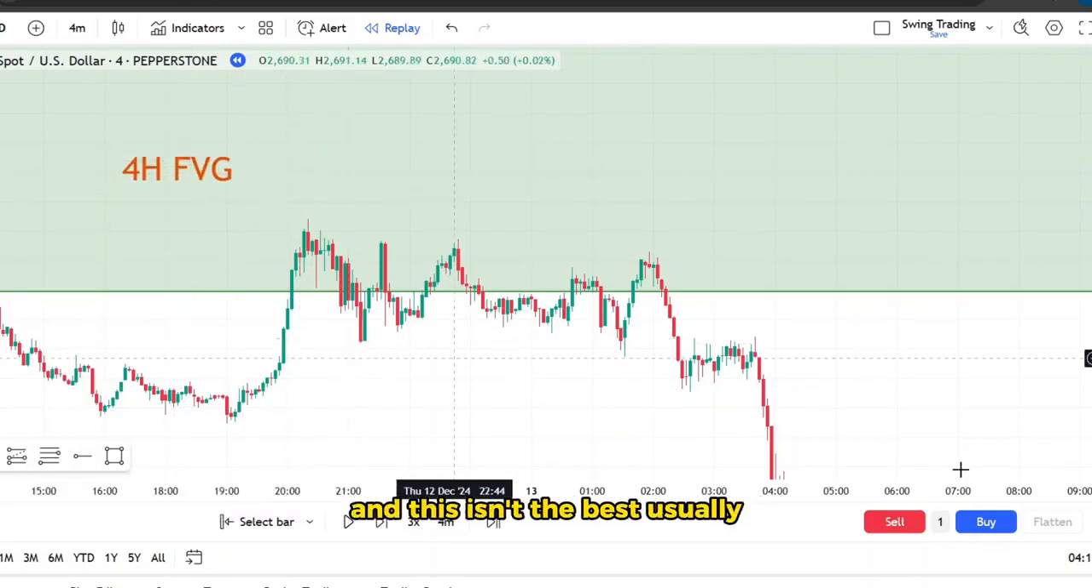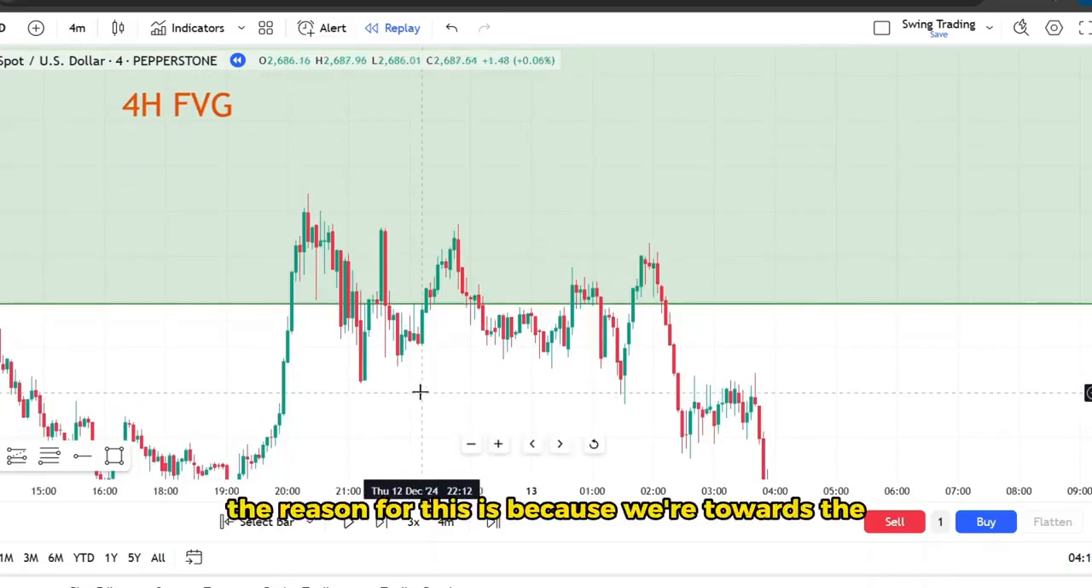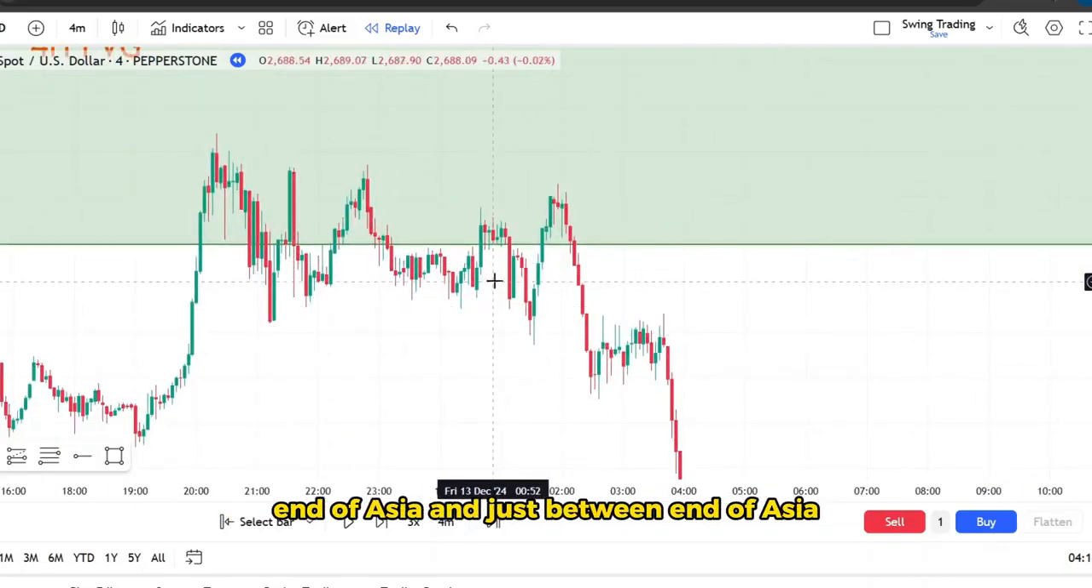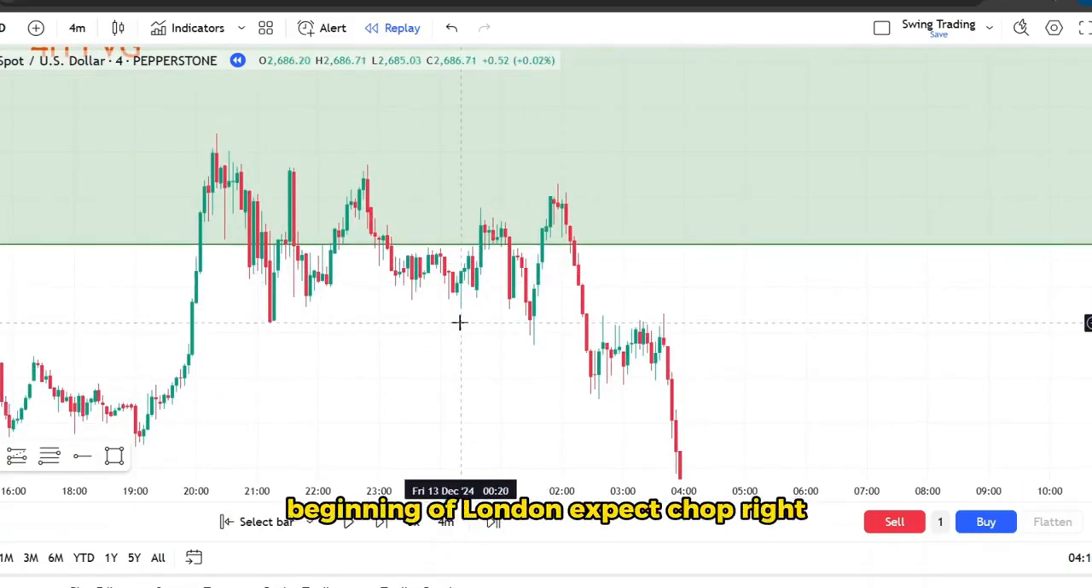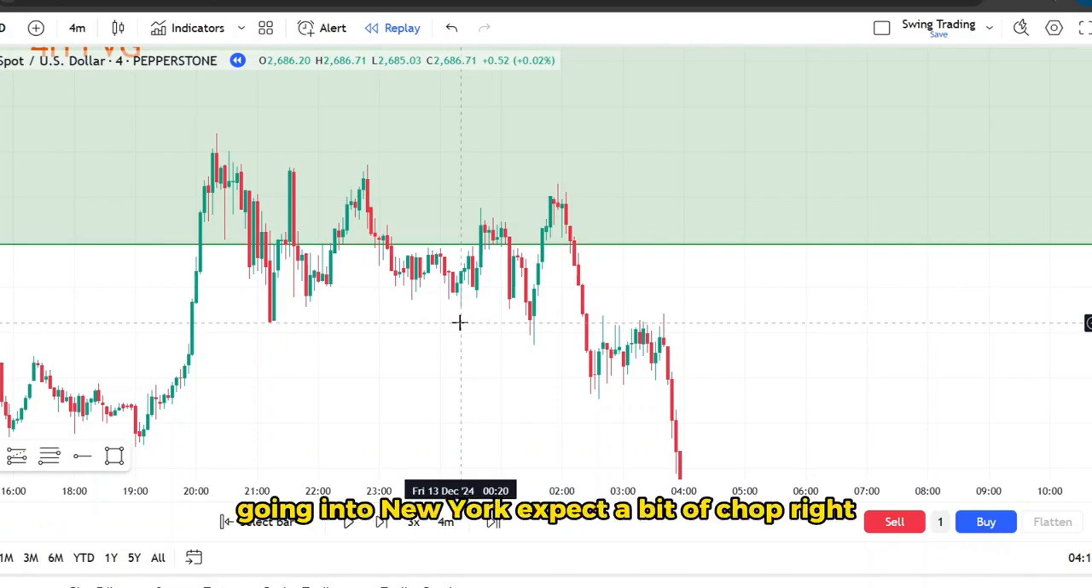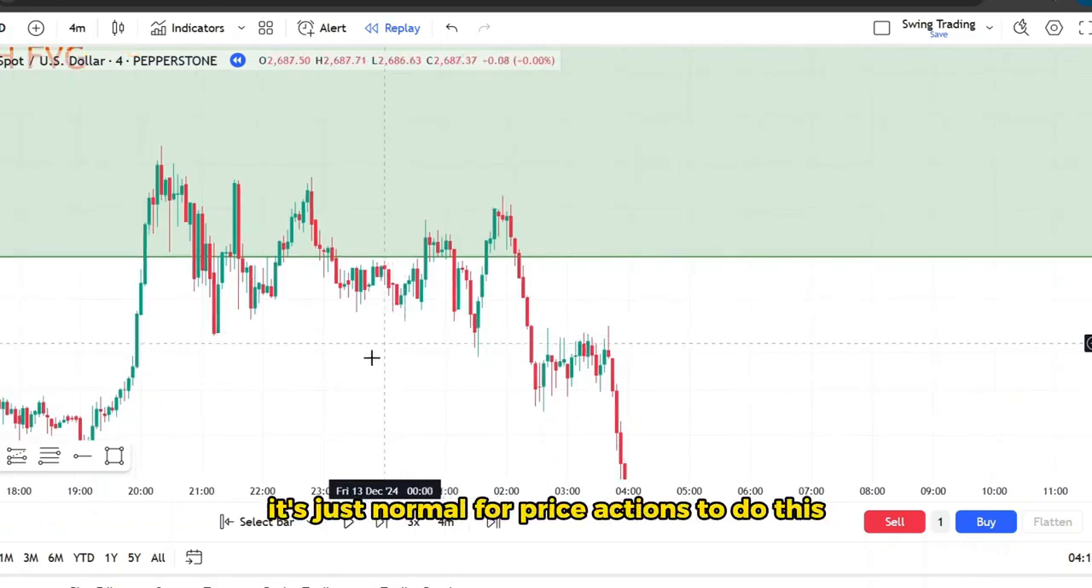Now this isn't the best. The reason for this is that we're towards the end of Asia, between the end of Asia and the beginning of London, so expect chop, right? Same thing with the end of London, going into New York, expect a bit of chop. It's just normal for price action to do this.